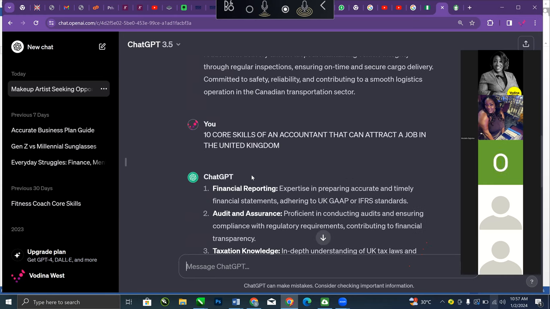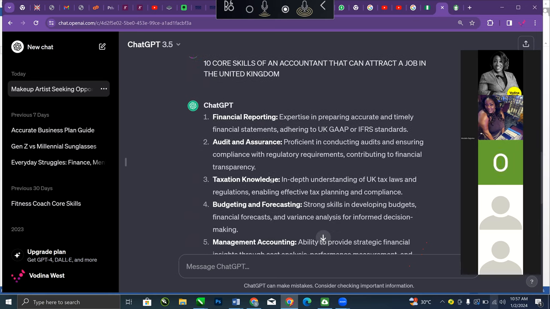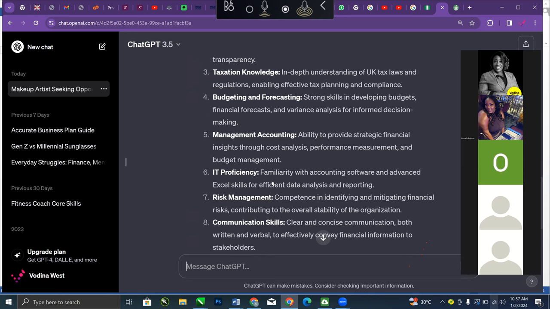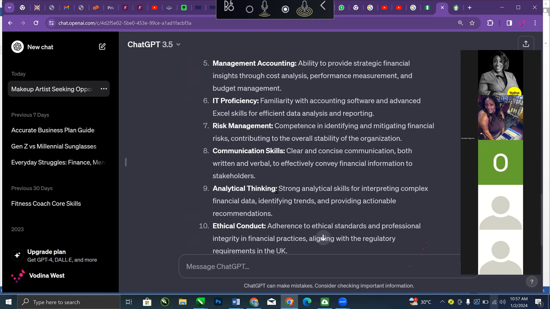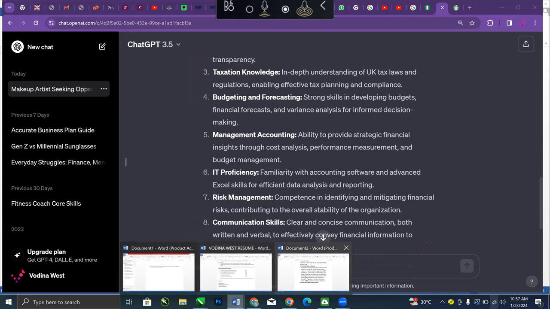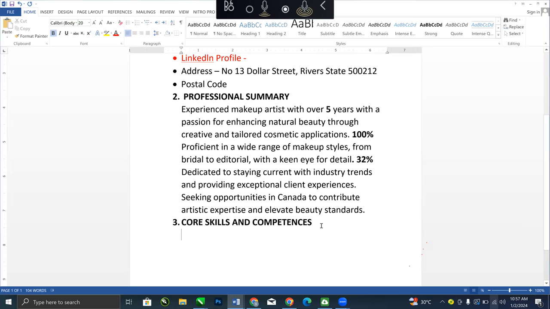Financial reporting, audit and assurance, taxation knowledge, budgeting and forecasting, management accounting, IT proficiency, risk management, communication skills, analytical thinking. Now, you carry all these things as bullet points, especially when the job description did not tell you what exactly they are looking out for. That way, you're not telling a story, just waiting for them to talk again. Maybe put 5 bullet points to the left, 5 bullet points to the right.